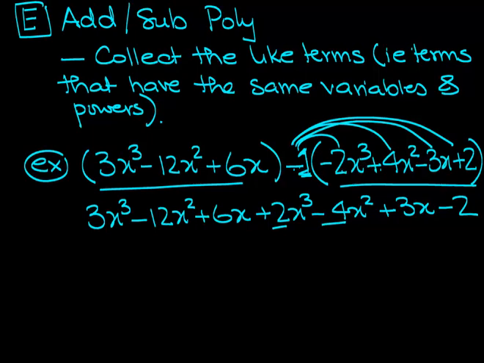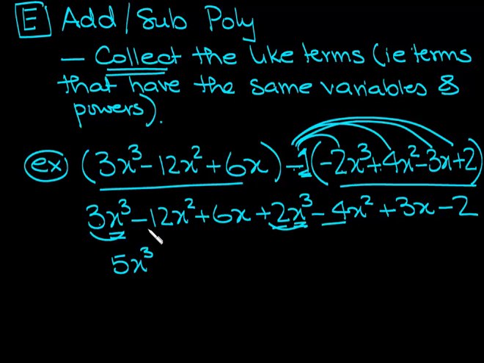Now we collect the terms that have the same variable and powers. This has x cubed, so I can collect those two. So what do I get when I add these two? I have 3x cubed plus 2x cubed, so you add the coefficients in the front. That's what we do. Okay, when I say collect, we add basically the coefficients in the front. So 3 plus 2 is, we get 5x cubed.